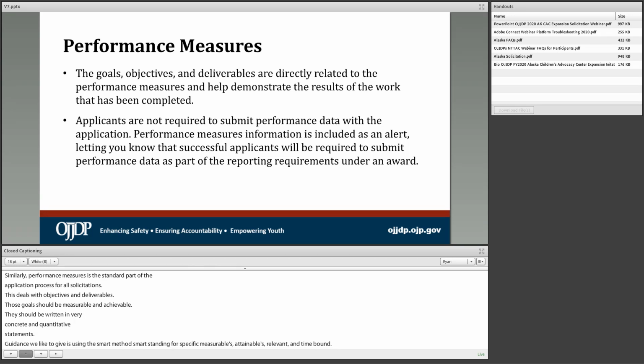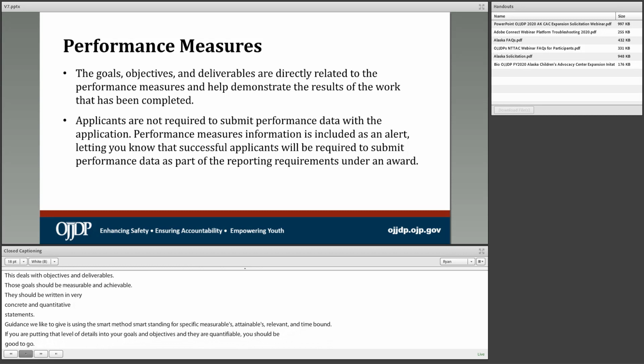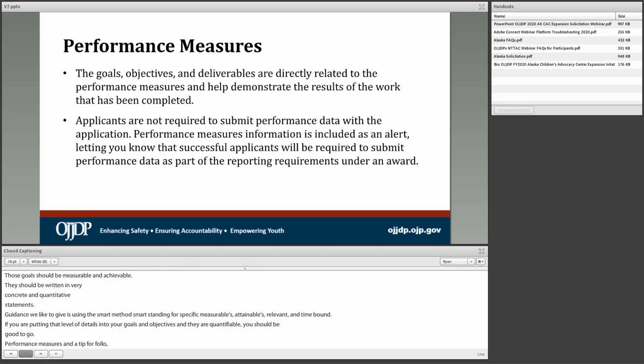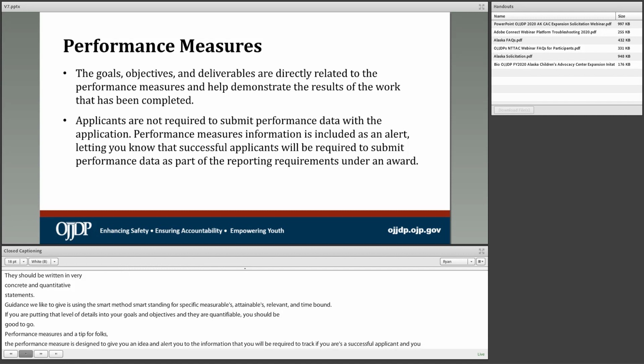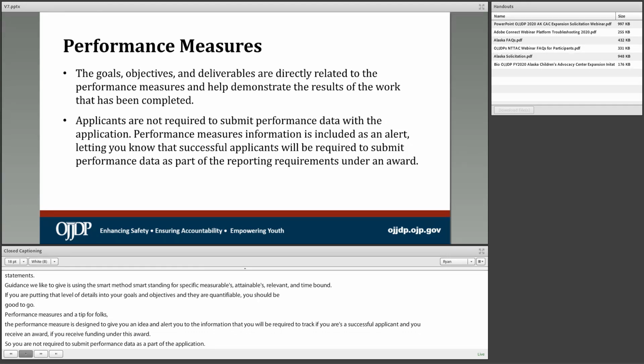Performance measures, just as a tip for folks, the performance measures data that is provided in the application is designed to just give you an idea and alert you to the information that you will be required to track if you are a successful applicant and you receive an award, receive funding under this award. So you are not required to submit performance data as a part of the application, but be aware that you will be required to track data upon award, and this is just a sample of the data provided in the solicitation.